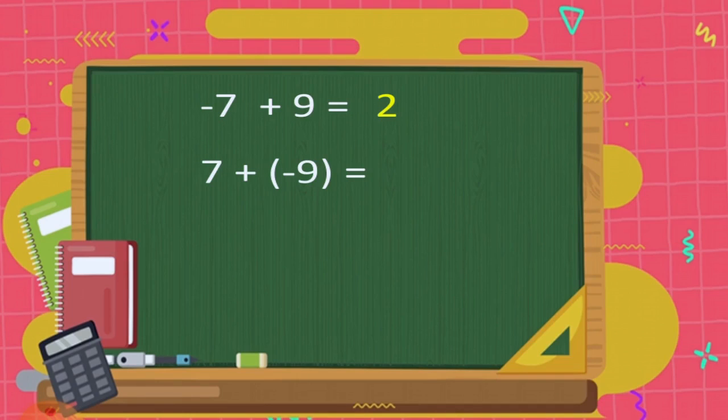Next, 7 plus negative 9. This is unlike signs again. So, 9 minus 7 is negative 2. The sign of the greater addend is negative. That's why the final answer is negative 2. Next example, negative 24 plus 18. Unlike signs again. So, the result is negative 6 because the sign of the greater addend is negative. 24 minus 18 is 6.